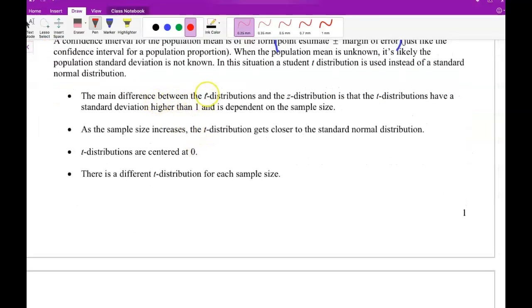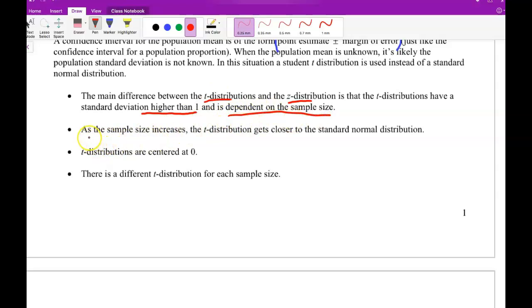Now, what's the difference between the t distribution and z? When do we use t or when do we use z scores? The t distribution has a standard deviation higher than 1. Remember, for the z distribution, because it is a normal distribution, we had a standard deviation equal to 1. But if the standard deviation is higher than 1 and depends on the sample size, then we are going to use this distribution.